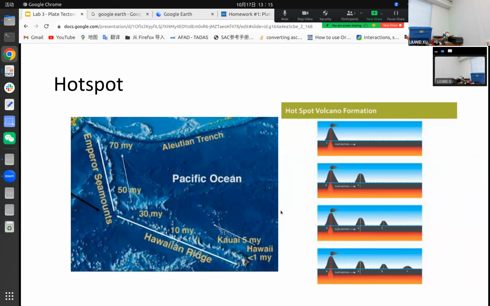The new volcano will be formed at the hotspot point. If this one also moves rightward, it will become this one, and we have another new volcano form. Finally, we will see many volcanoes forming this kind of volcano train in the middle of the ocean.